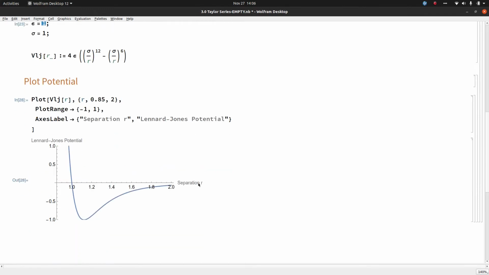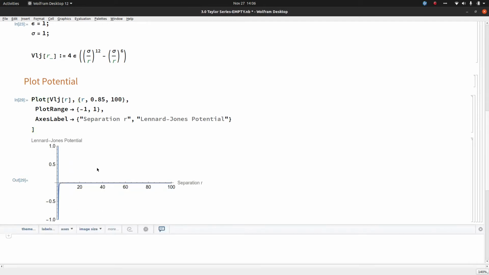And then the further and further away you get, if I go out to 100, you see this. I don't even have to go out to 100. If I go out to about 10, you can see this flattens out. And all of a sudden, for any separation that's anything after 3 or 4, you pretty much have no potential energy.